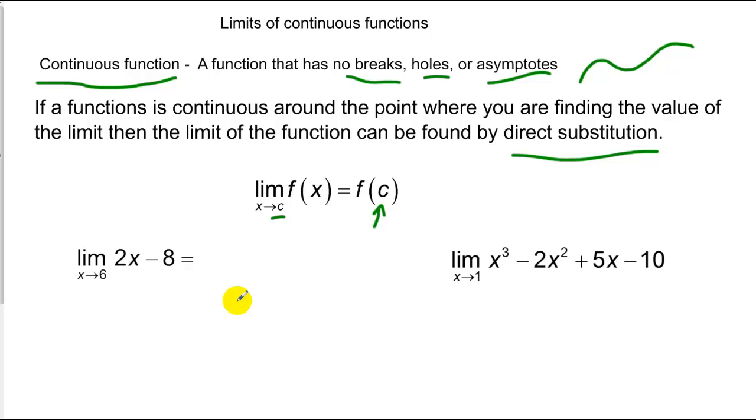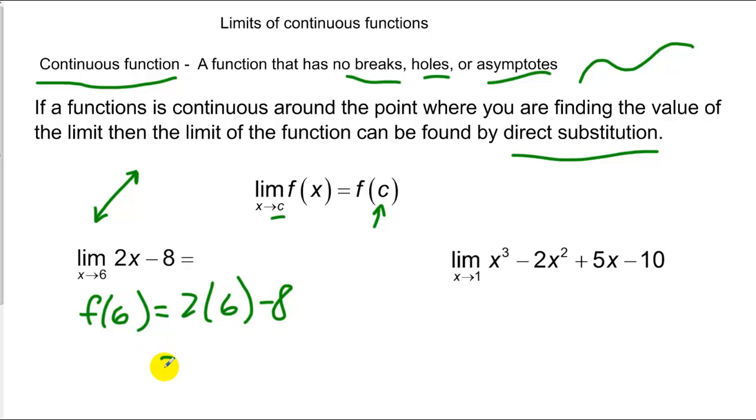for every x that exists. For instance, I have an equation here of a line, and we know that this line looks something like this. It's continuous. I can draw it without lifting a pencil, no holes, no asymptotes. And since this is a continuous function, and I want to find the limit as x goes to 6, basically, I just find f of 6, which is 2 times 6 minus 8, or in this case, 4.